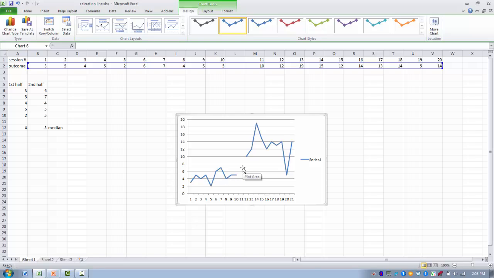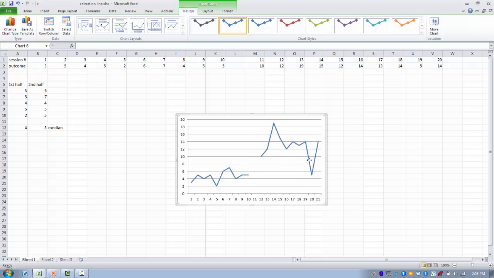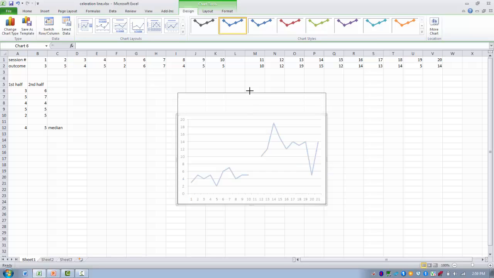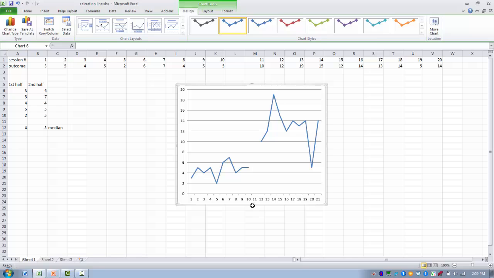So I'm going to do a little bit of formatting. I'm going to make this a little bit bigger, and then I'm going to go ahead and delete the legend here by clicking on it and then clicking my delete button. And now I'm going to go ahead and make it larger so it'll be a little bit easier to see as I go through my formatting.